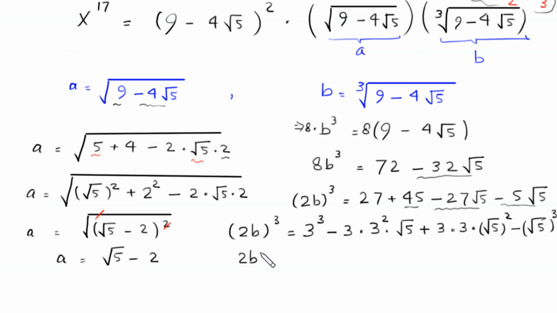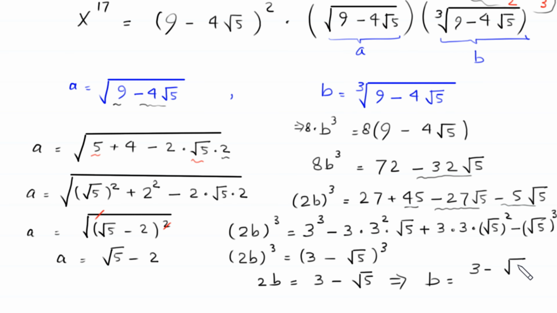Next, 2 times b whole cubed is equal to, by using algebraic identity, this will become 3 minus root 5 whole cubed, and if we take cube root of both sides, this implies that 2 times b is equal to 3 minus root 5, and if we divide both sides by 2, this implies that b is equal to 3 minus root 5 divided by 2.